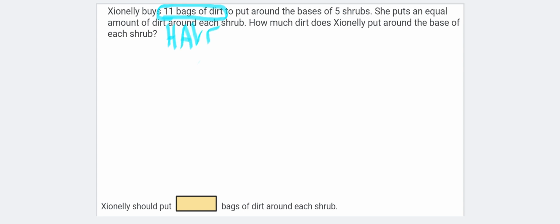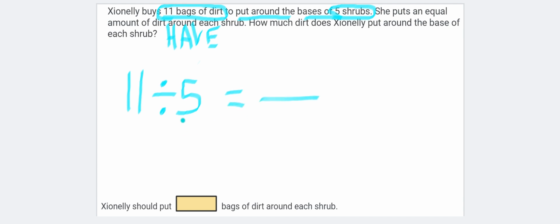Because I notice here, she's taking this 11 bags of dirt and she's putting it around something. So I'm going to start with I have 11, and I'm splitting it between how many different shrubs? That's right. I'm splitting it between 5 different shrubs, and I'm putting it at the base. So I want to think about how I can write this as a fraction.